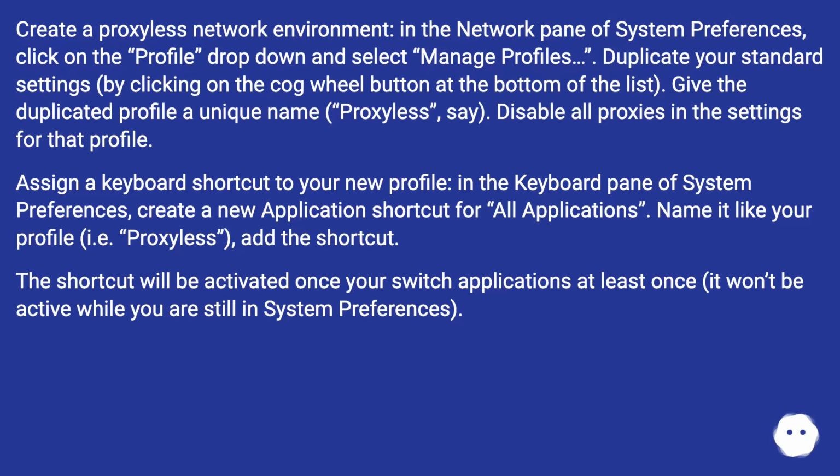Assign a keyboard shortcut to your new profile. In the Keyboard pane of System Preferences, create a new application shortcut for all applications. Name it like your profile, i.e. proxyless, add the shortcut. The shortcut will be activated once you switch applications at least once. It won't be active while you are still in System Preferences.